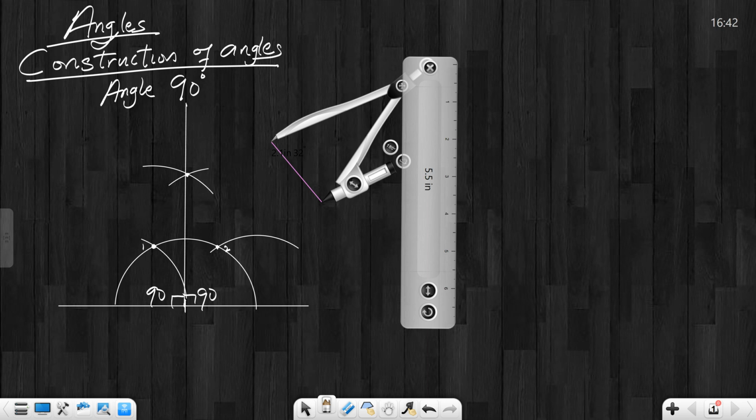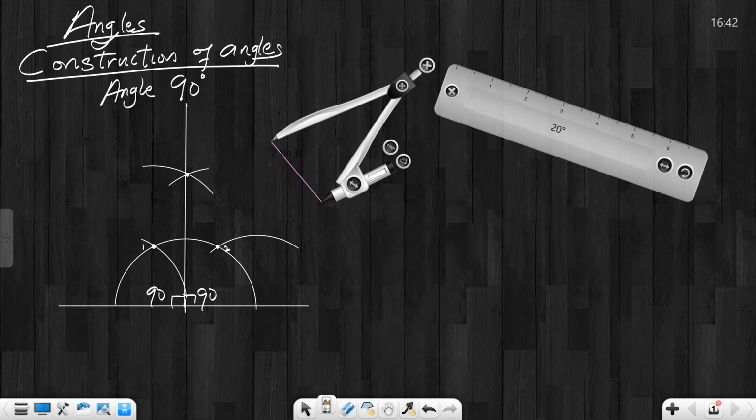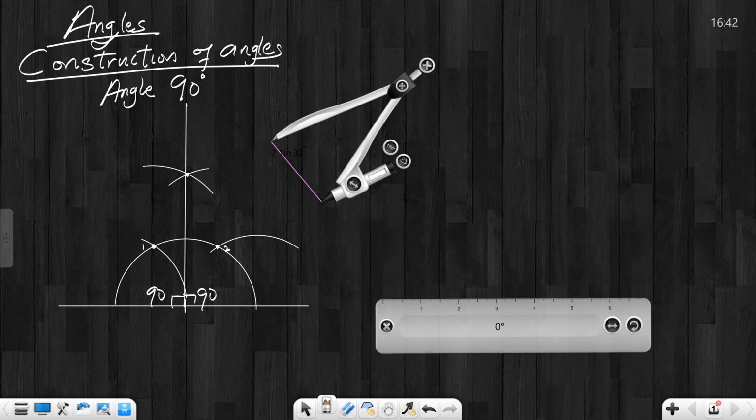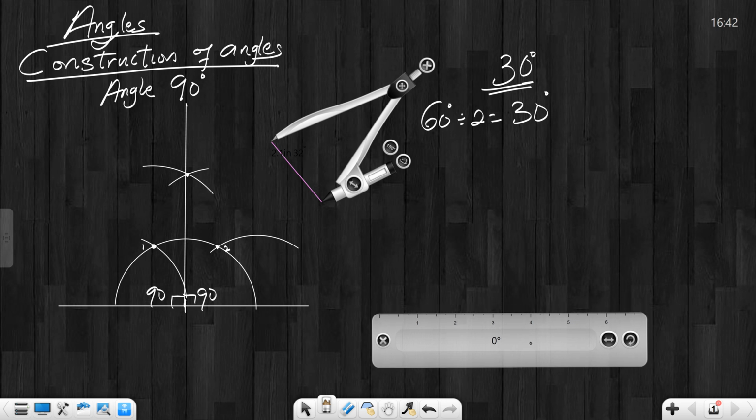Now let's look at how we construct 30 before 45. To construct 30, we need 60. Here we want to do 30 degree, but before you can do 30 degree, we need to bisect angle 60. That's 60 divided by 2 will give us 30 degree. That shows we need 60 before you can construct 30 degree.